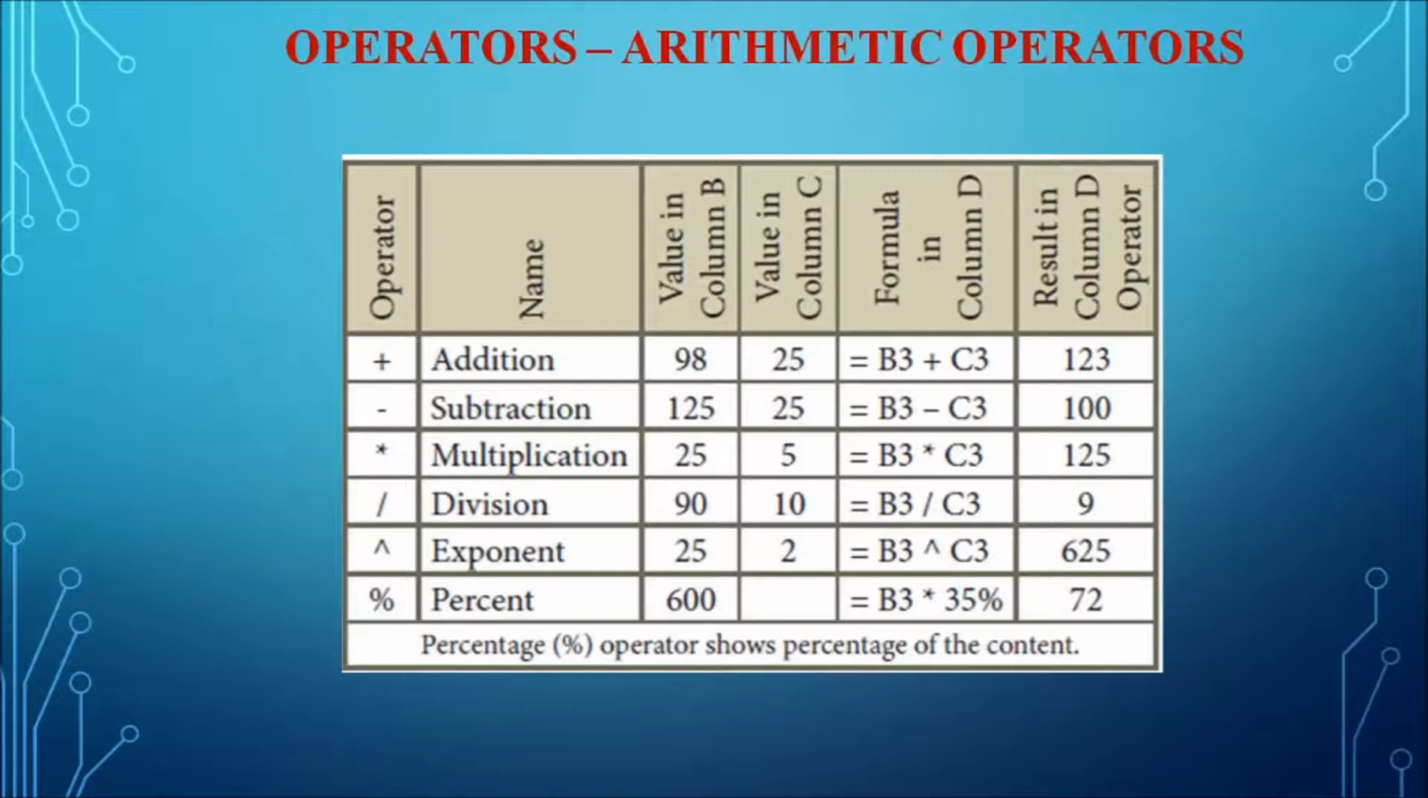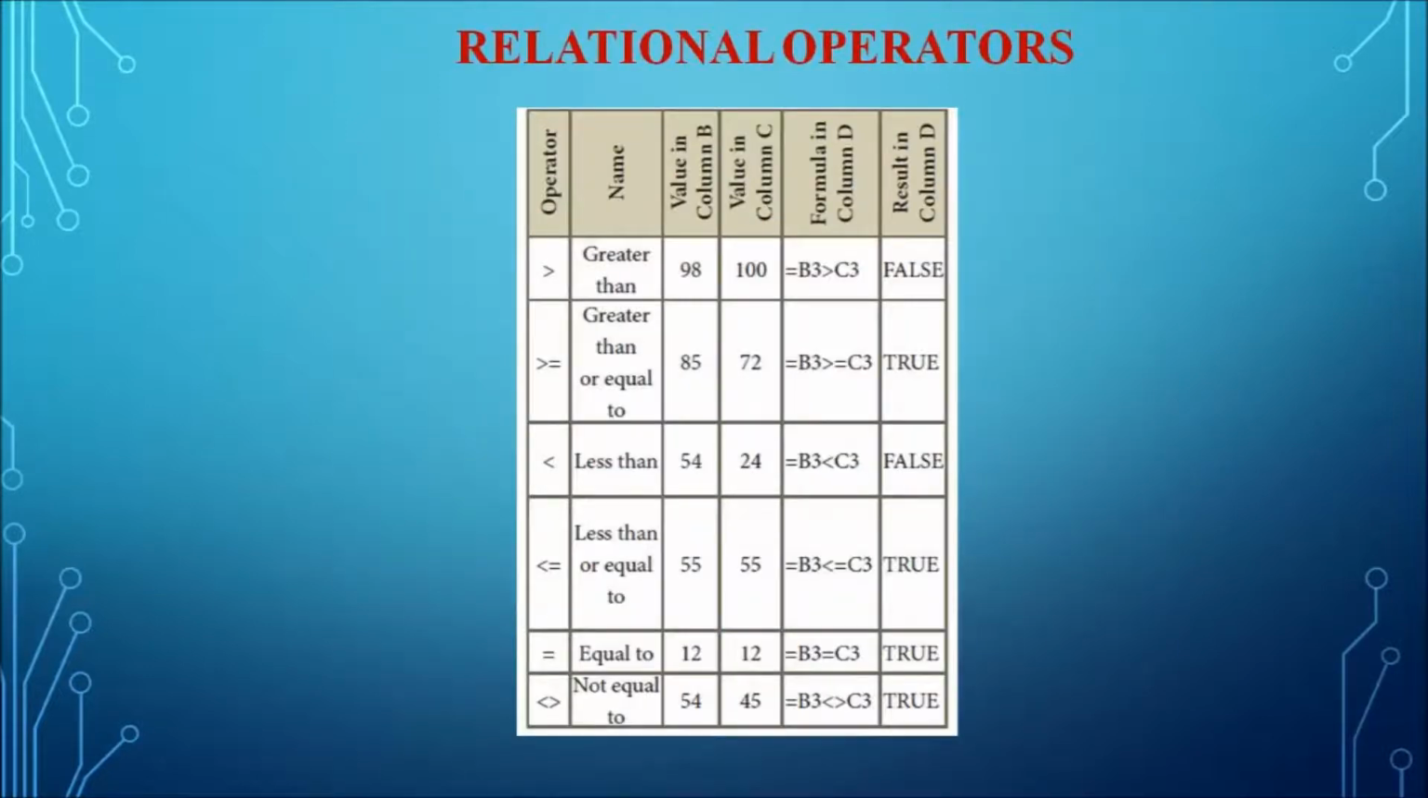In the percentage formula you can see B3 into 35 percent. It gives the result as 35% of 600, that is 72. Like that the percentage works. The exponent means power of, that is B3 exponent operator C3, which means 25 power 2, so 625 is the answer. This is how the arithmetic operator works. And next we are going to see about the relational operator.